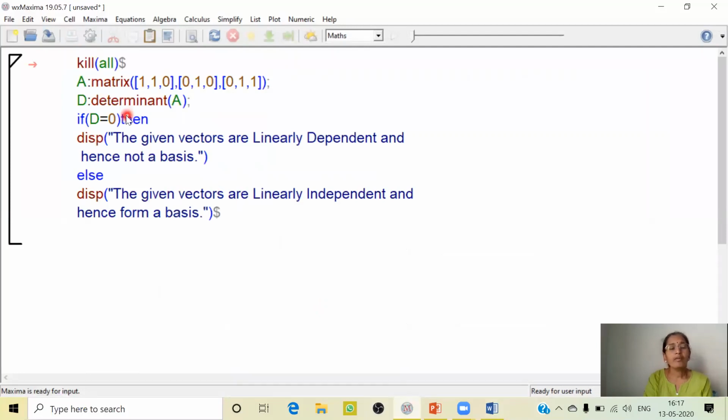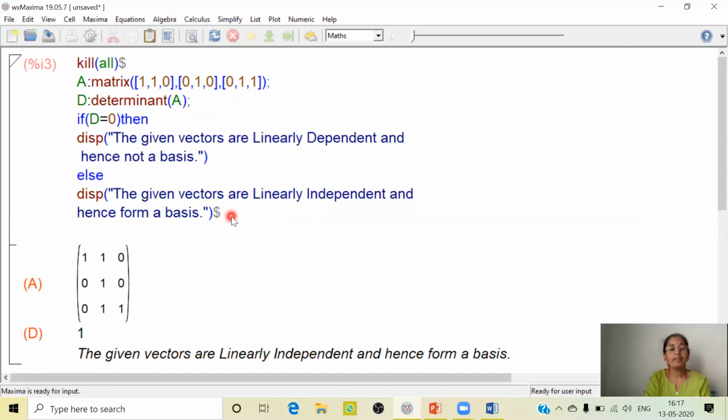So this is the code to check whether the set of vectors are spanning or linearly independent and hence form a basis. Let us use the keys Shift Enter. So now we get the output as the matrix A here and the determinant value is equal to 1 and the output is the given vectors are linearly independent and hence form a basis.